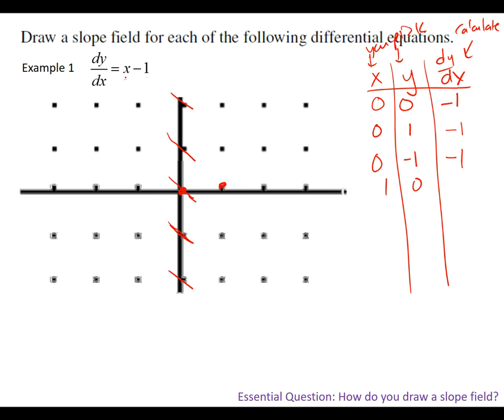Alright, so I put in a 1 for x and a 0 for y. What do I get? 0. So I'm going to draw a horizontal slope. I'm going to pick another one in the 1 column there. So I'm going to pick 1, 1.